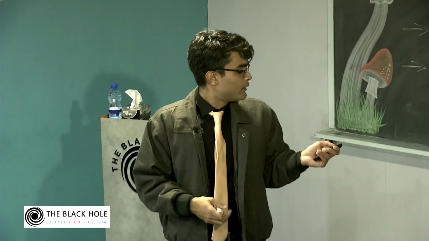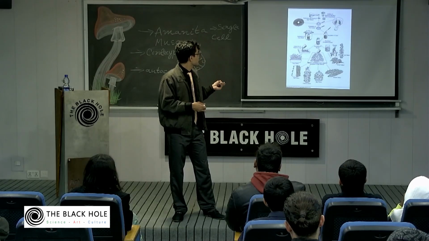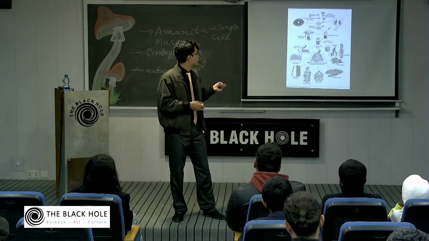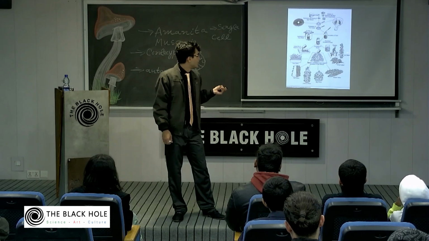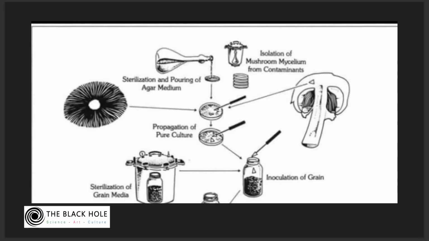So let's see. Okay, this is an overall general view of how the mushroom farming process works. This is quite complicated, so let's just break it down step by step. Start with this. So you need a piece of mycelium. This is a live mushroom, and what they're doing is they're cloning the mycelium from the tissue.